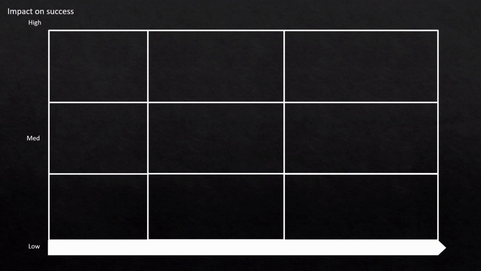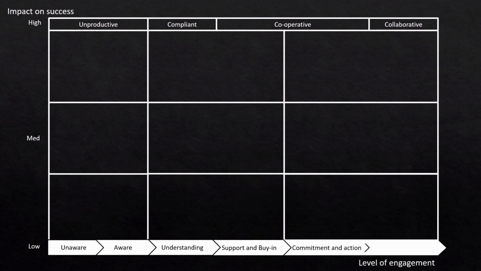Keeping things relatively simple, it utilizes a 3x3 grid. This allows us to assess the impact that each stakeholder or stakeholder group will have on our ability to successfully implement the project on the vertical axis, from high, medium to low. We then consider our engagement strategy. To do this, we assess the degree of engagement that each stakeholder or stakeholder group will have with our project using the top horizontal axis. This will inform our style of engagement, from raising awareness to secure cooperation to commitment and action.